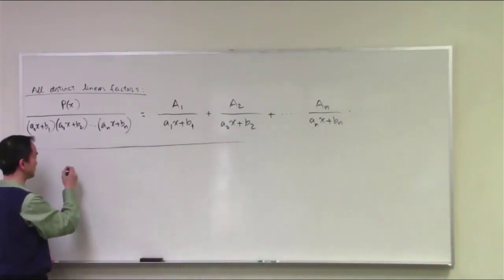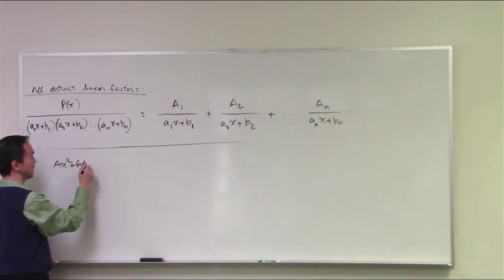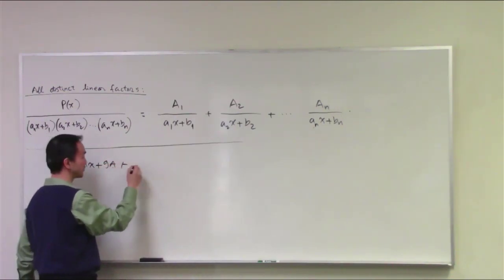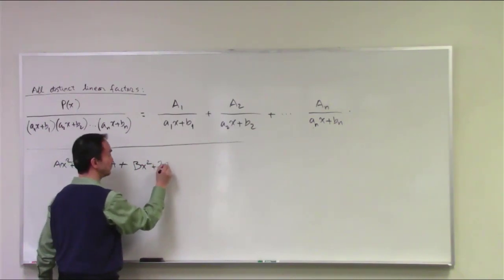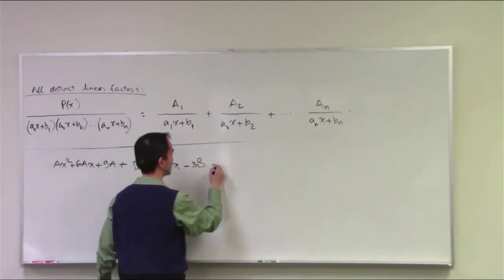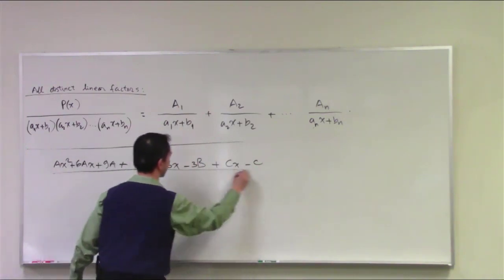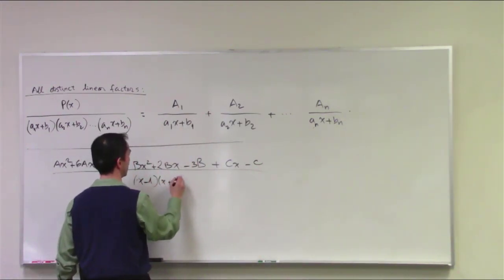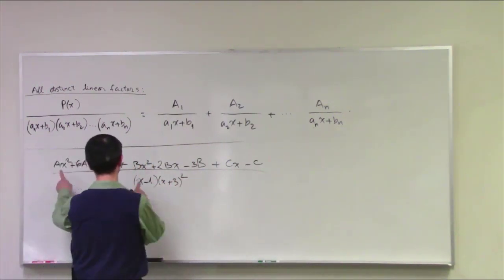We're looking at now ax squared plus 6ax plus 9a, and watch out for sign changes, that's all. Plus bx squared plus 2bx minus 3b, plus cx minus c. All of that over your (x minus 1)(x plus 3) squared. Agree with that still? And now we can recombine these.